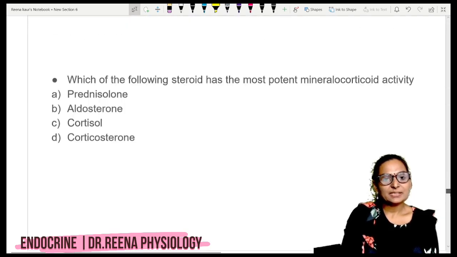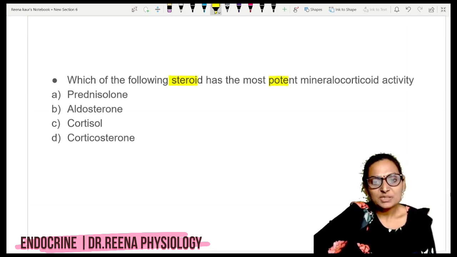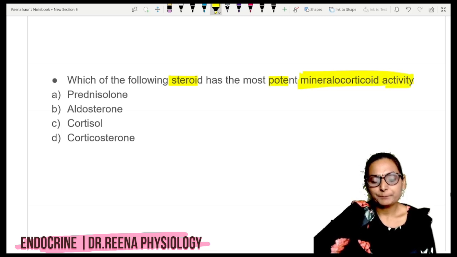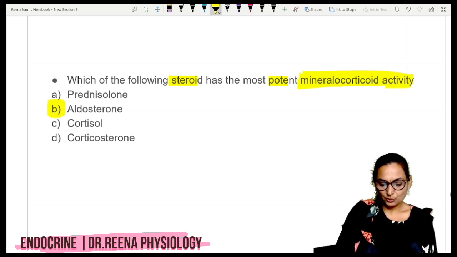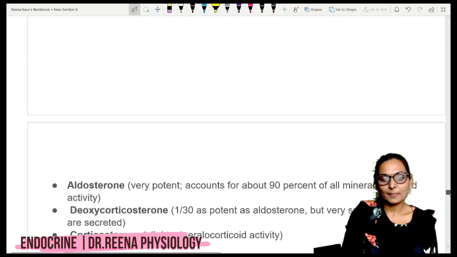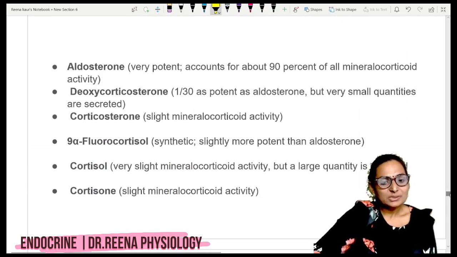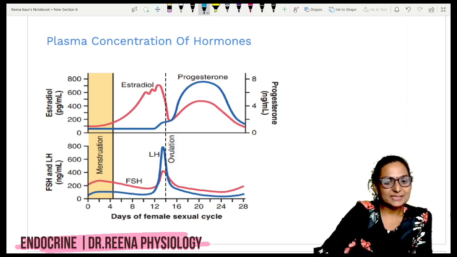Now see, this was the question. Which of the following steroids has got the most potent mineralocorticoid activity? So it is aldosterone. Mineralocorticoid activity is aldosterone. So I'll make you write down the others also. So most potent is aldosterone. Very good. Graph of the menstrual cycle.